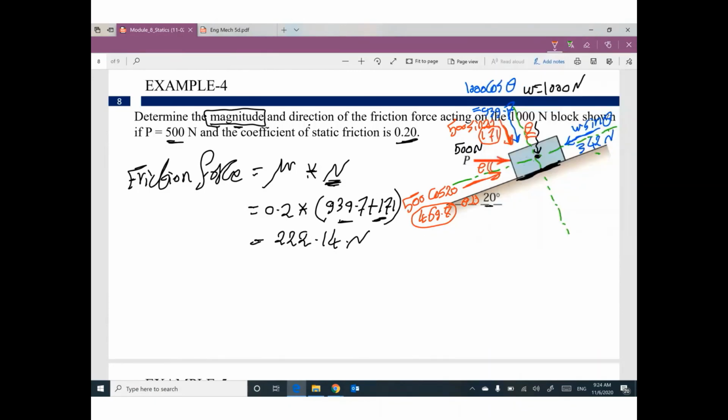Can you tell me what is the direction of this friction force? Do you think this friction force is going in this direction or this direction? Let's start. What do you think? The effect of weight is 342 coming down. But the effect of the applied force of 500 is 469 point something, 0.8, I think, or 0.7, going up. So which one will overcome the other one? I believe this force will overcome. So this force will push this block to move upward. So I believe the friction will be down. So the direction of the friction will be downward.